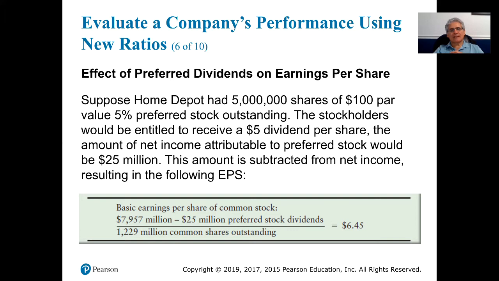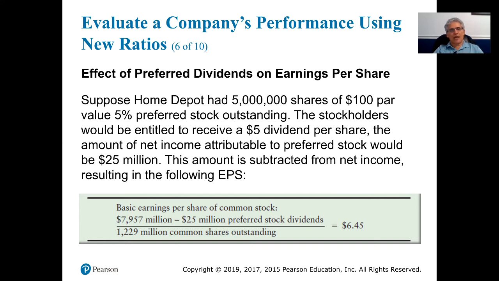Suppose Home Depot has 5 million shares of $100 par value, 5% preferred stock outstanding. The stockholders would be entitled to receive a $5 dividend per share. The amount of net income attributable to preferred stock would be $25 million. So here's what we're going to be doing.